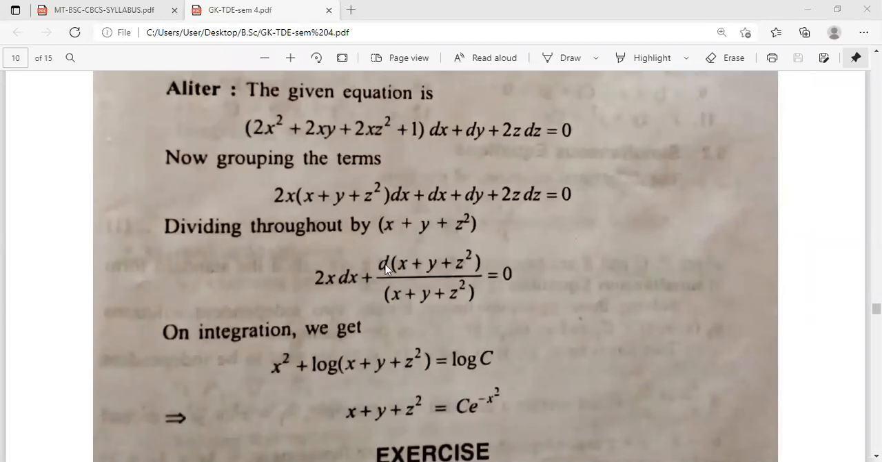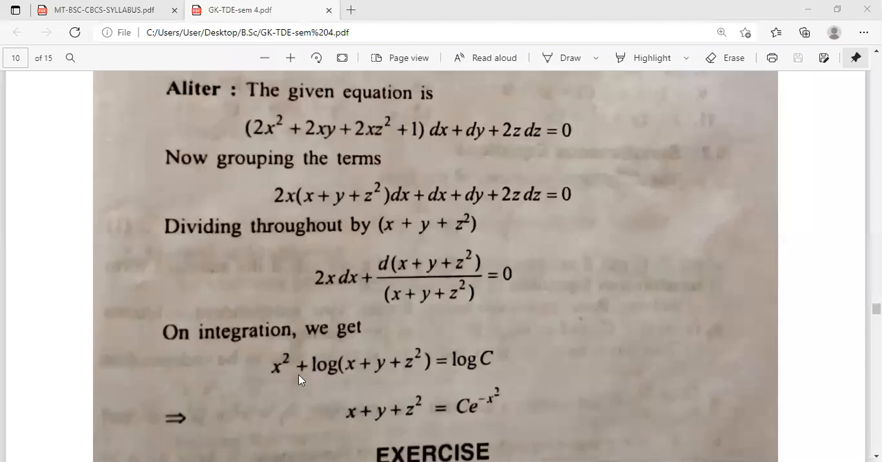That's why you are adding the d of it; that is the differential you are adding here. Okay. Now after getting that, you integrate. If you integrate x, you get x square by 2, because integration of x to the n is x to the n plus 1 by n plus 1. The 2s get cancelled, getting here only x square plus log of x plus y plus z square, because dt by t you can write as log t, here t equal to x plus y plus z square. After writing, log x plus y plus z square equal to log c. That is the integral constant you are writing here.